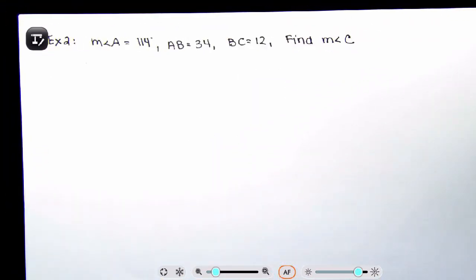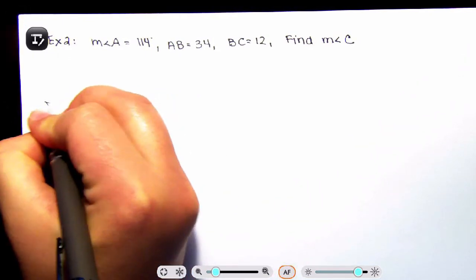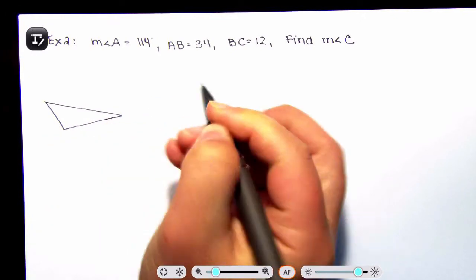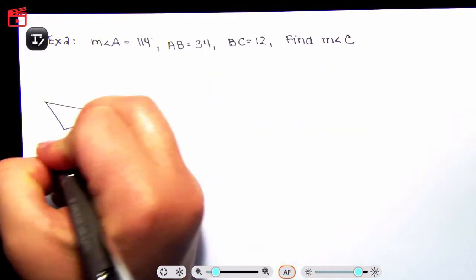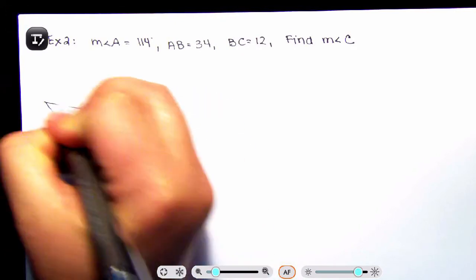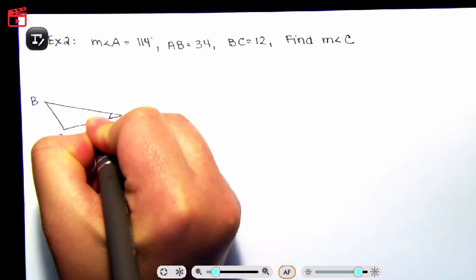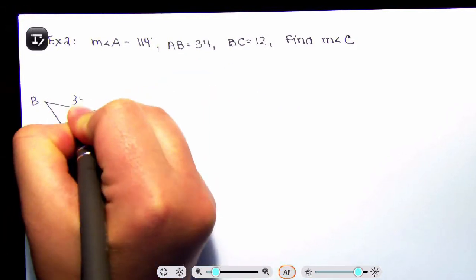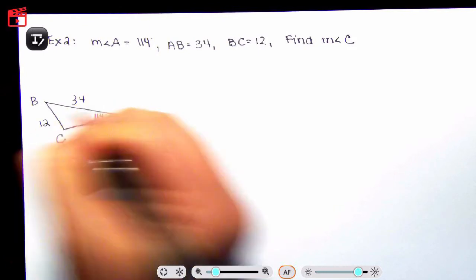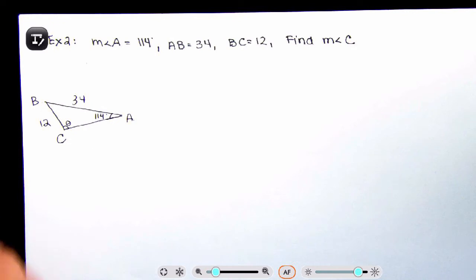Again, this one they didn't provide you an image, so that's fine. We're just going to draw an image. How do we draw it? Doesn't matter. We know that there's no right angle because it doesn't tell us that we have one. So this is going to be C, this is going to be A, this is going to be B, doesn't matter. Angle measure of angle A is 114. AB is 34, BC is 12. We want to find the angle measure of C. So let's call this one theta this time.